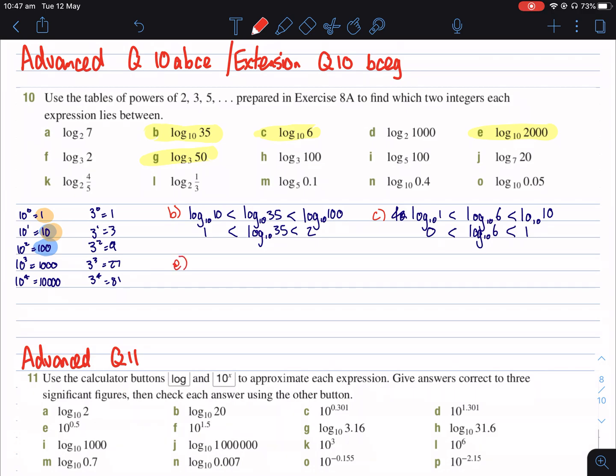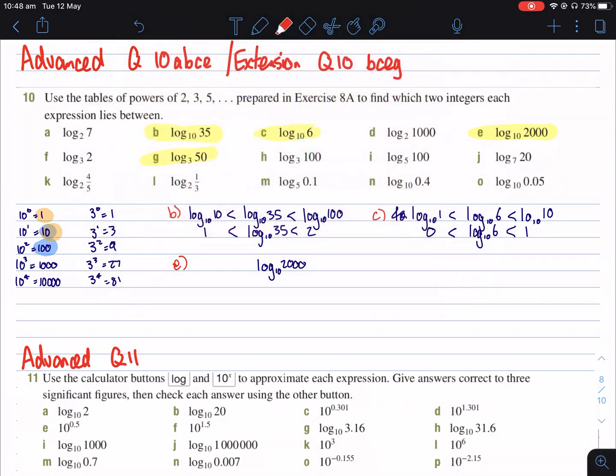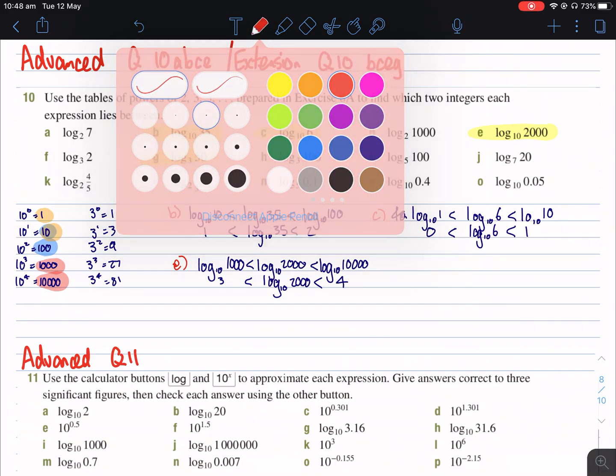E is the next one I'm doing. So we've got log base 10 of 2000. Well, let's have a look at our powers of 10. 2000 is in between 1000 and 10,000. So we're going to be bigger than log base 10 of 1000, but smaller than log base 10 of 10,000. Log base 10 of 1000, well, that's 3. And log base 10 of 10,000 is 4. So it's a number between 3 and 4. 10 to that number equals 2000.